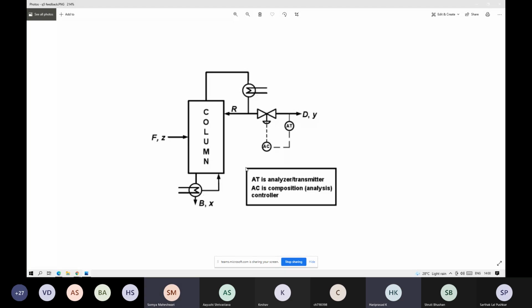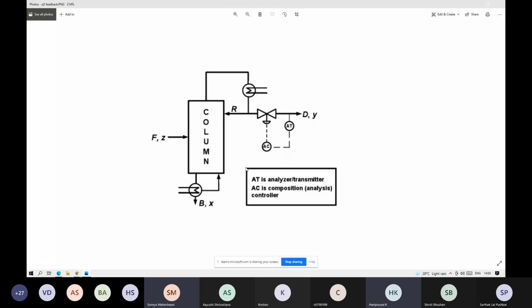This is reboiler flow rate. This is reboiler duty, na? So you're extracting the feed and increasing the heat and sending it back. You can also change the control over here. That should also be fine. Right. Got it.